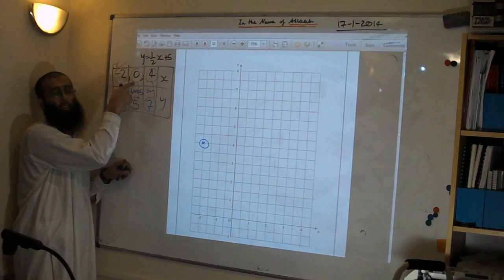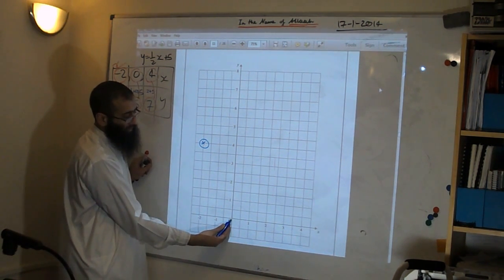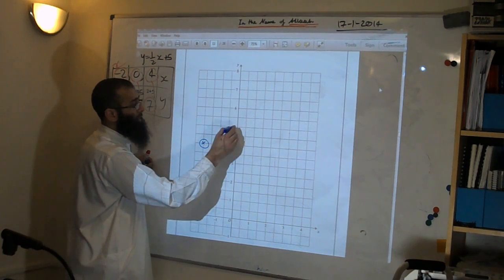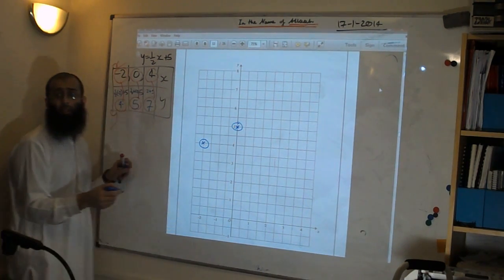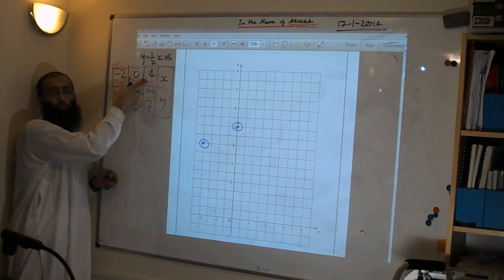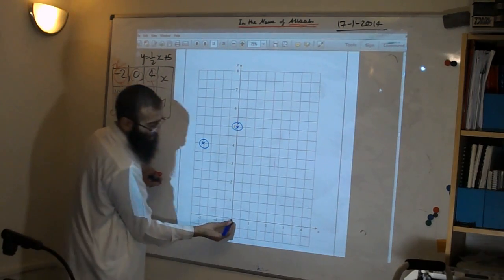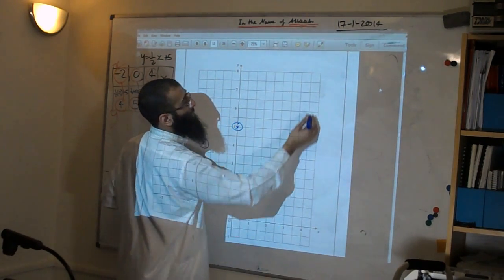Mr. Ramiz, read the second coordinates to me. 0, 5. So 0 along the x coordinate and then up by 5. Excellent, lovely. Next point. 4, 7. So we go across by 4 and up by 7.